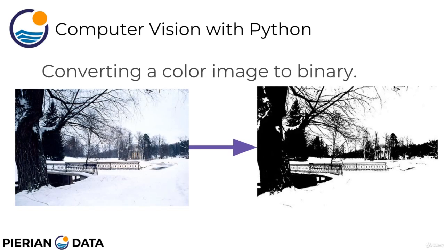So what does this actually look like? Basically, here on the left we have a color image. So here we have some snow, a bridge, a tree, and then a building in the background. We take that color image, convert it to grayscale, and then we apply an image threshold, which converts that grayscale image into a binary image where values are either black or white.